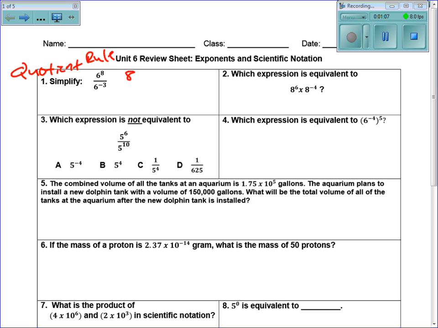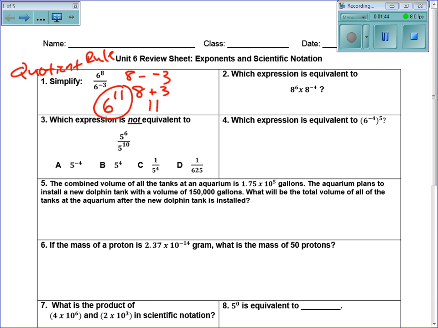So, 8 minus negative 3. 8 minus negative 3 is the same thing as 8 plus 3, which is obviously 11. So 6 to the 8th divided by 6 to the negative third is 6 to the 11th power. The mistake that a lot of you are going to make is you're going to write 6 to the 5th power, or you're going to write 6 to the negative 5th power. But you have to be careful. 8 minus negative 3. Keep change, 8 plus 3. 6 to the 11th power is the final answer.